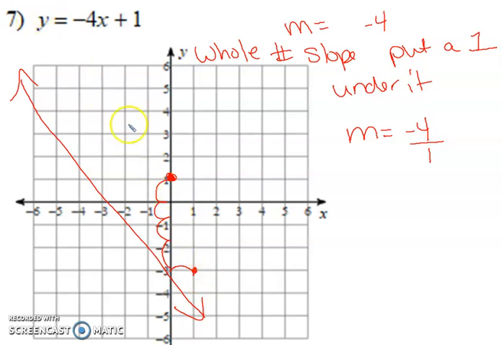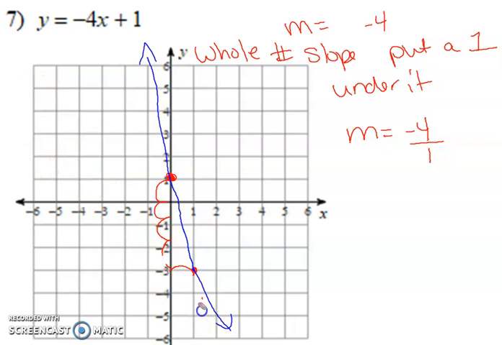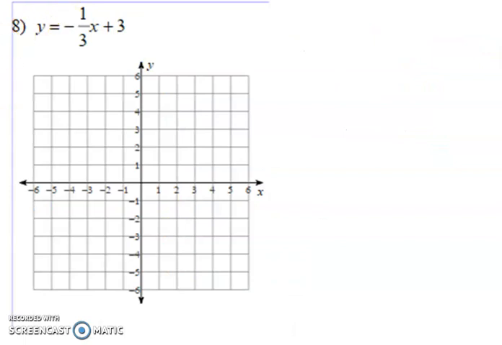Did that give me, let me grab blue, did that give me a line with a negative slope? Yes, it did. Okay, you don't have to put this red one on there. That's just for me so I can see, oh yeah, this is what I'm supposed to be getting, something that looks like that. Does that look like that? Does it go down and to the right? Yeah, it does. Let's look at number 8.